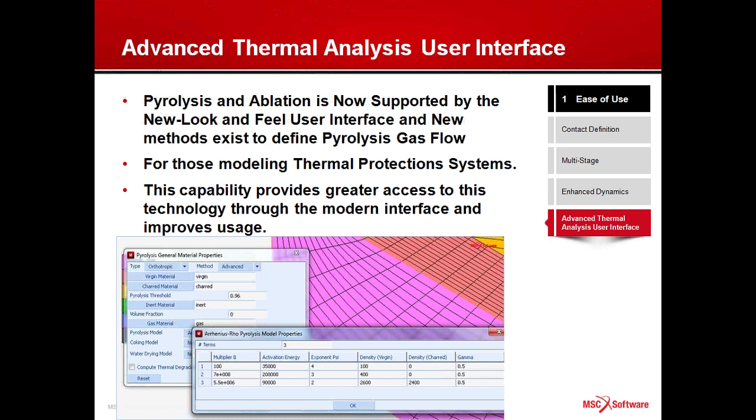The last thing I want to talk about in terms of ease of use is a capability called advanced thermal analysis. It used to be only supported by the classic Mentat. It's now supported by the new Mentat look as well. This advanced thermal analysis is designed for doing problems of pyrolysis, typically in thermal protection systems like rocket engines or furnaces, and for looking at ablation. Ablation is used in a lot of applications, including brakes and other things as well. There are some additional capabilities that were added to this in the 2013 release, but I don't have time to go into them today.